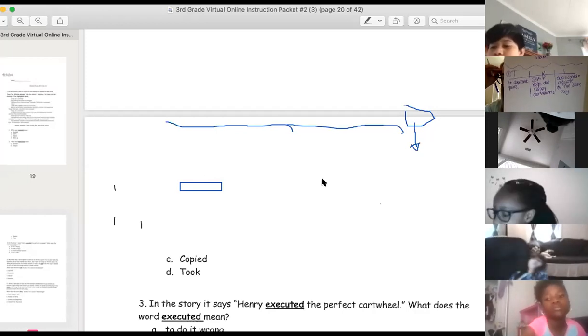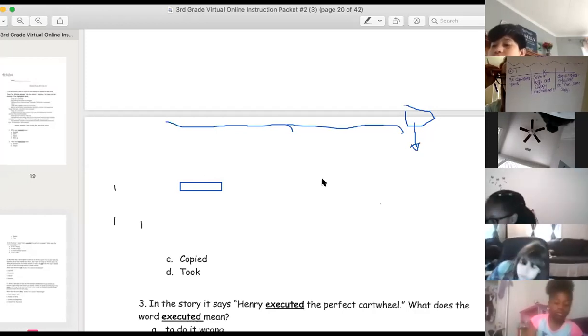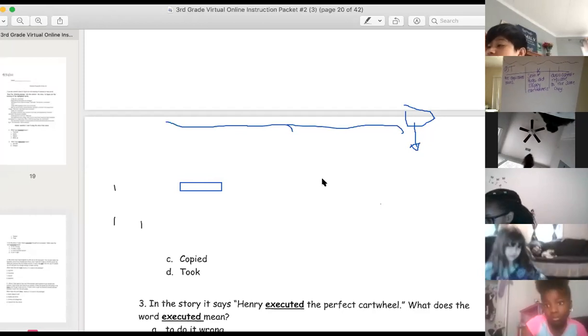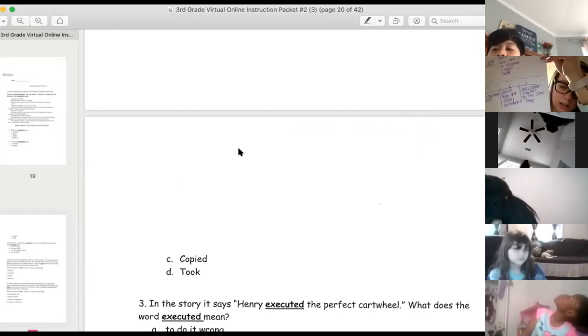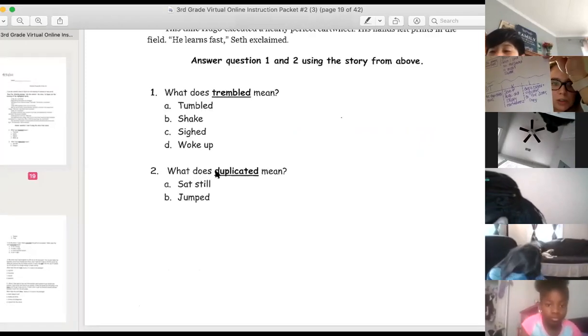So looking at my inference, I need to match my inference to one of my answer choices. So again, I'm going to clear my screen. I'm going to go up and look at 1 and 2.